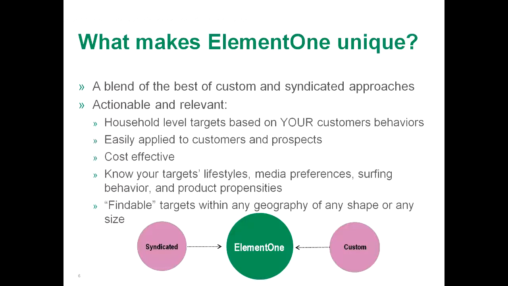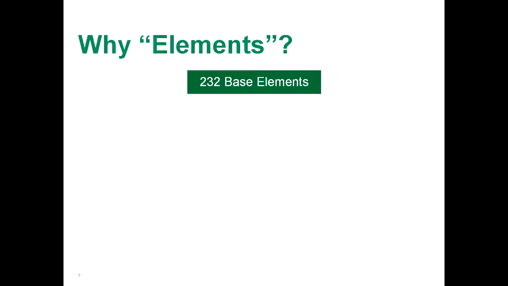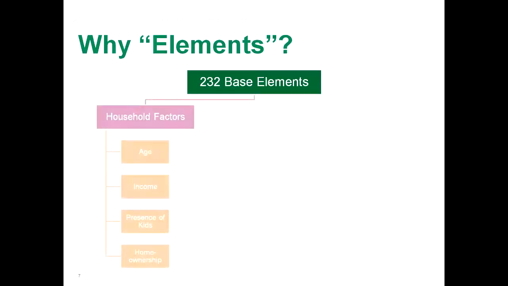And then what it allows for, finally, is finding those segments or targets that you deemed important. Those that are more likely to buy your product or services or have high value to you can be easily located within any geography in the United States. So how do we get to this? And why is it called ElementOne, and what are elements?